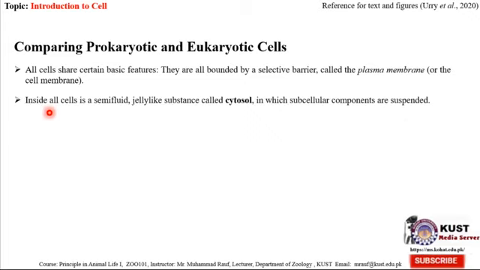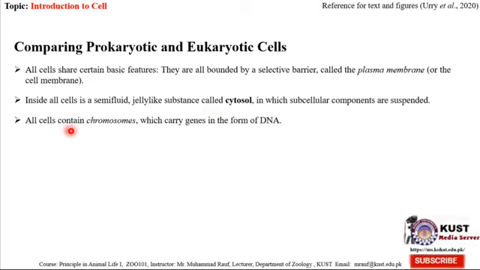Now inside all cells is a semi-fluid jelly-like substance called cytosol, and in cytosol the different subcellular components or organelles are suspended. So you can say that the cytosol provides a medium in which different organelles are suspended.